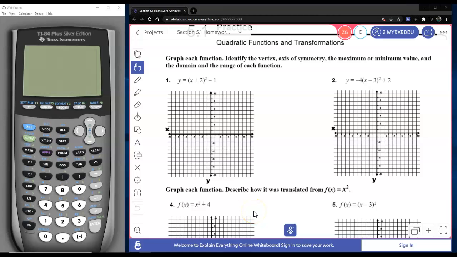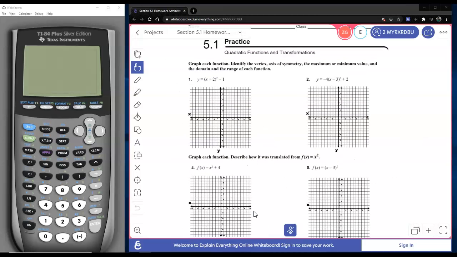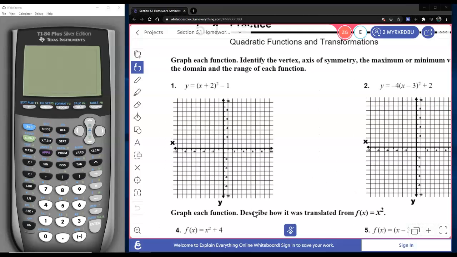For this assignment, we are going to graph each function, identify the vertex, the axis of symmetry, the maximum or minimum value, and the domain and range of each function. So just like I taught you in the lesson, I'm going to go ahead and zoom in to question 1. And I would like for you to use your calculator.